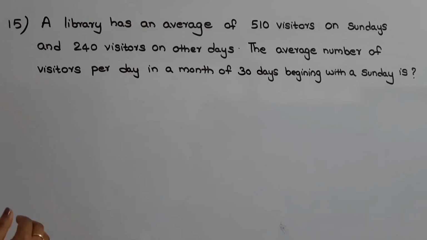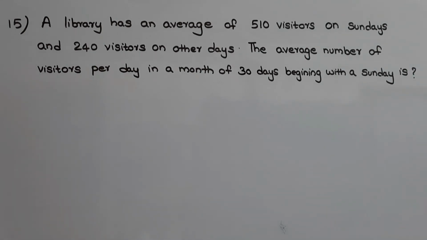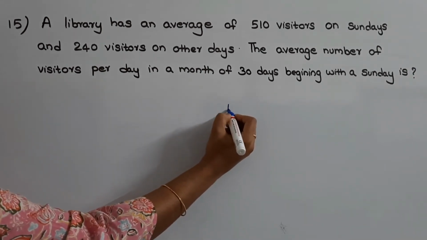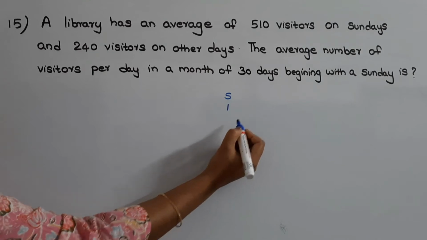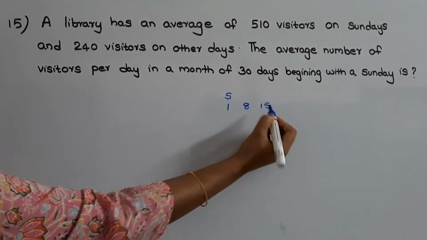So first we need to find out how many Sundays are there in a month of 30 days beginning with a Sunday. So on the first day of the month it will be Sunday. Then on 8th it will be Sunday. Then on 15th it will be a Sunday.